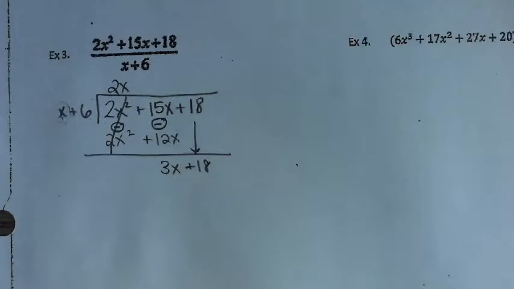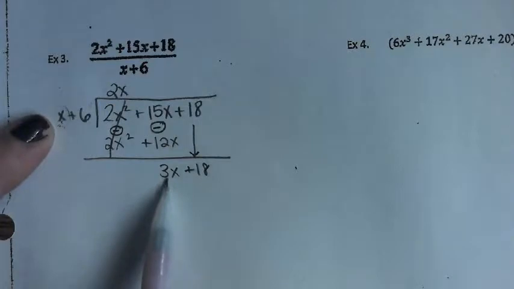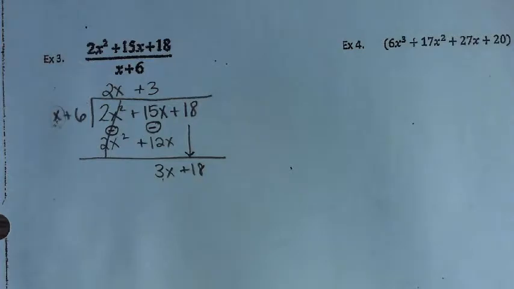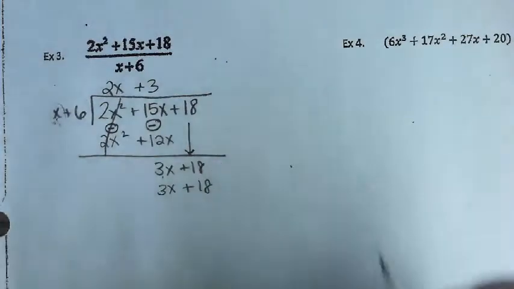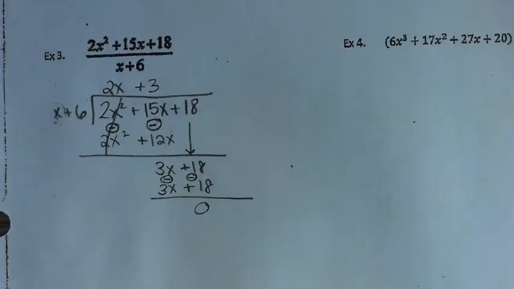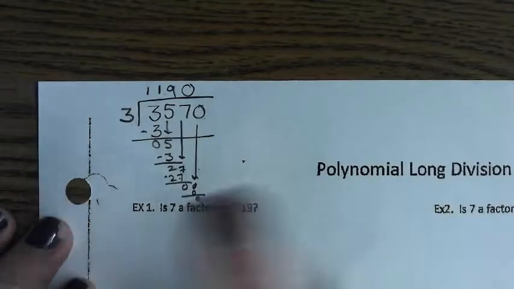And we repeat. So go back to your leading term x. X times what would give me 3x? 3. Positive 3. So put that positive 3 up top. Multiply the 3 by the x plus 6, so you get 3x plus 18. Do your subtraction. You get 0. There's nothing else to bring down. We're done. We had a remainder of 0, so we know that x plus 6 is a factor. Okay? That makes sense?